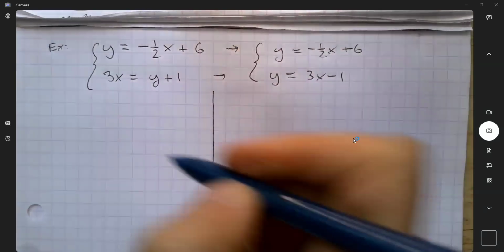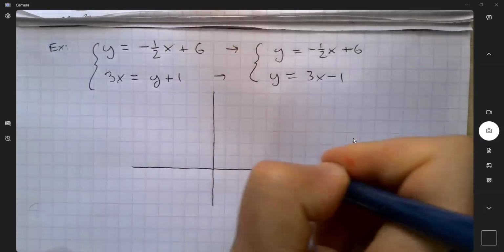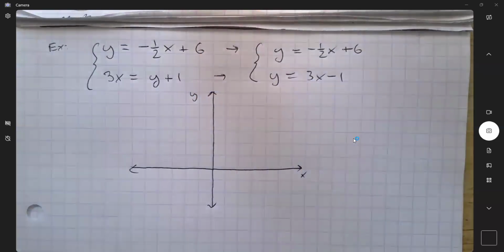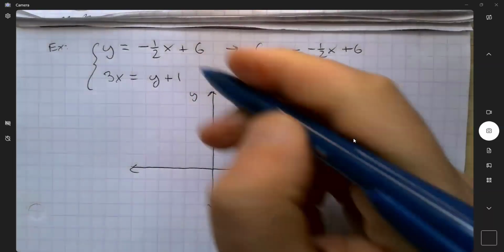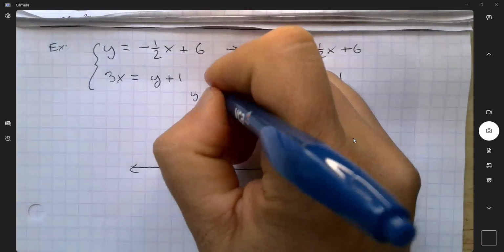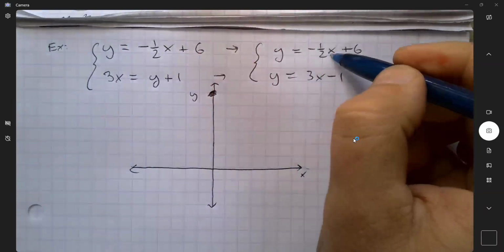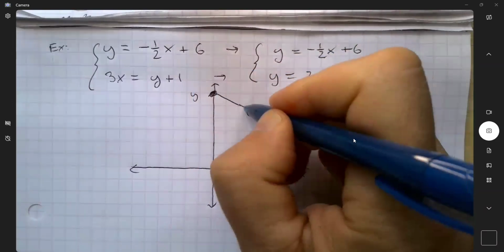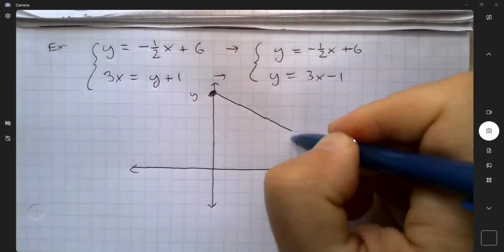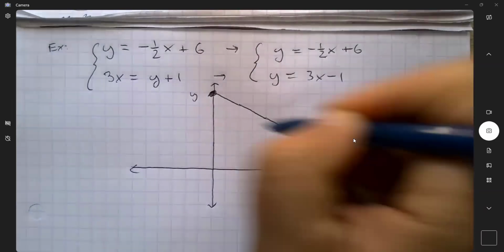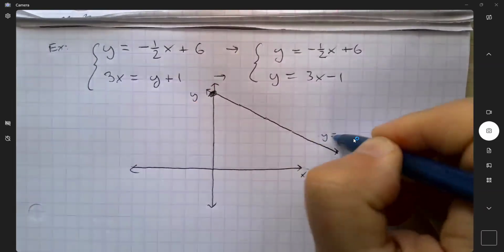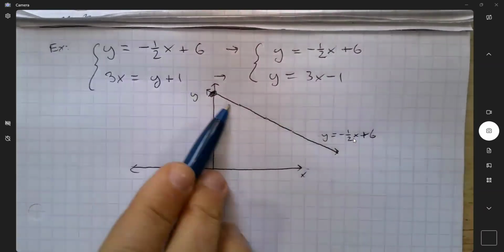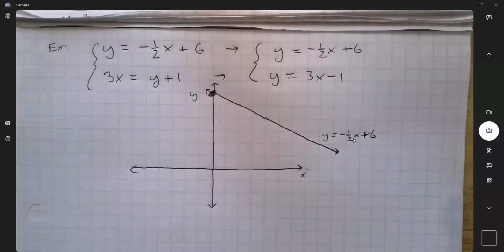I have to give myself enough space to get my y-intercepts on there. So I'm going to make it a little off-center. 1, 2, 3, 4, 5. Yeah, just barely made it. There's 6 right there. And every time x moves over 2, y moves down 1. So over 2, down 1, over 2, down 1, over 2, down 1, etc. That's my y equals -1/2 x plus 6. And any solution to this system has to be on this line because it has to solve my first equation.